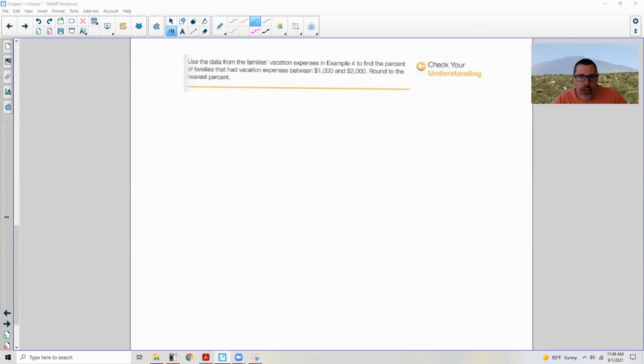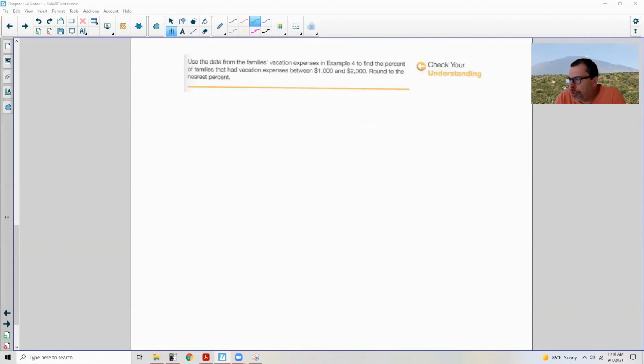This one says to use the data from the family's vacation expenses in example 4 to find the percent of families that had vacation expenses between $1,000 and $2,000. Round to the nearest percent. Now, I know you can't do this because the tables are not in your book, and I don't have the tables here readily available unless you back the video up and look at the tables there. You could do that. So here we go.